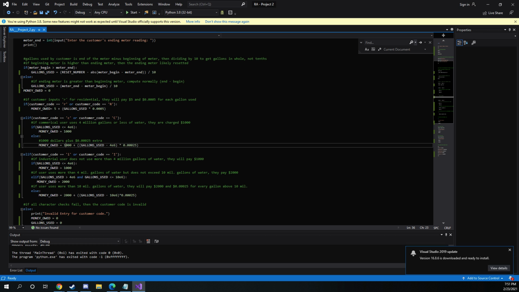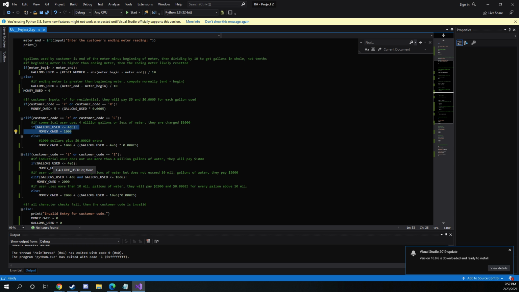Now, if they didn't enter commercial or residential, then we're going to check, did they enter industrial, or capital I? And if that's the case, we check, like the commercial, specifically how many gallons of water they used. If they didn't use more than 4 million gallons of water, then they have to pay $1,000. So it's the same scenario here. If they used 4 million gallons of water or less, then they owe 1,000.